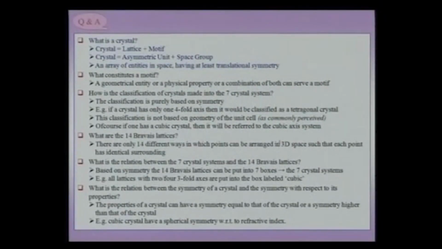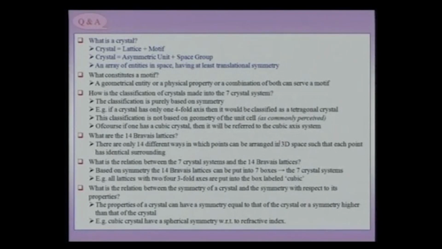So let us now answer a few questions we have learned so far, and Akruti will help me with answering these questions. So let me ask the first question: what is a crystal? Crystal equals lattice plus motif. Crystal equals a symmetric unit plus space group. An array of entities in space having at least translational symmetry. What constitutes a motif? A geometrical entity or a physical property or a combination of both can serve as a motif.